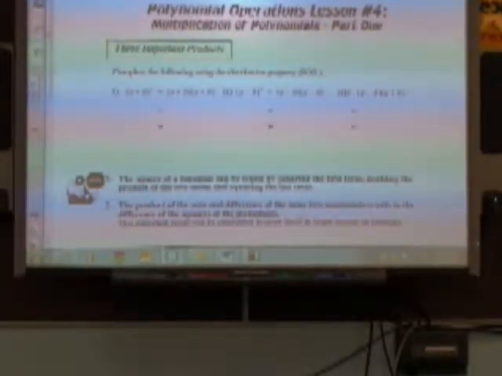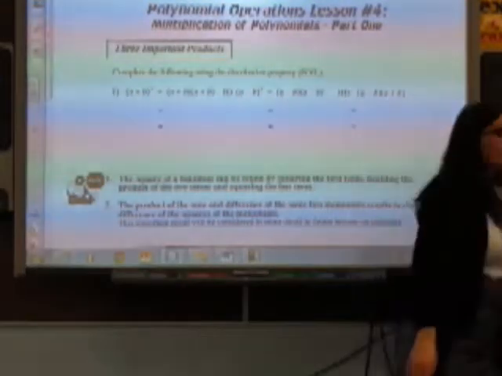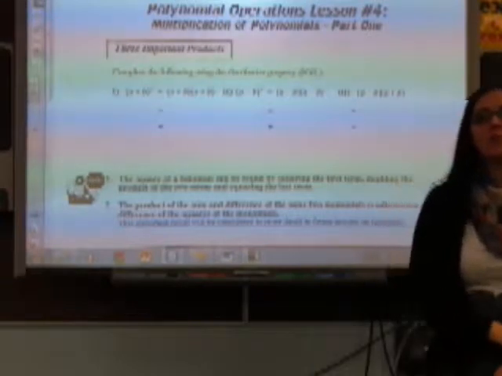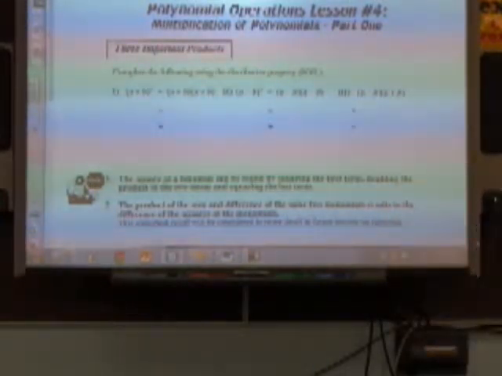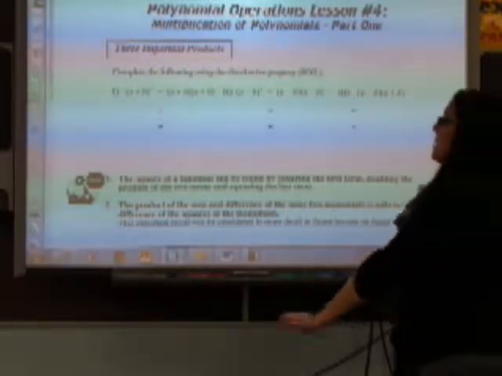So if we look at lesson number 4, which is the multiplication of polynomials. This implies that we're not just multiplying two binomials together. We could be multiplying a binomial with a trinomial, or perhaps even two trinomials together.